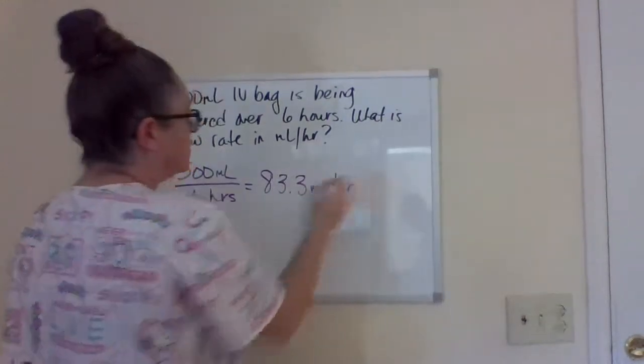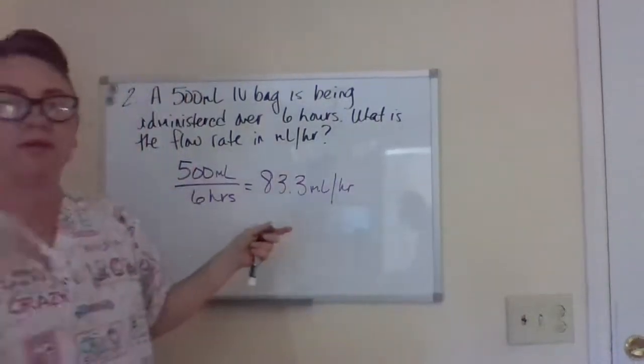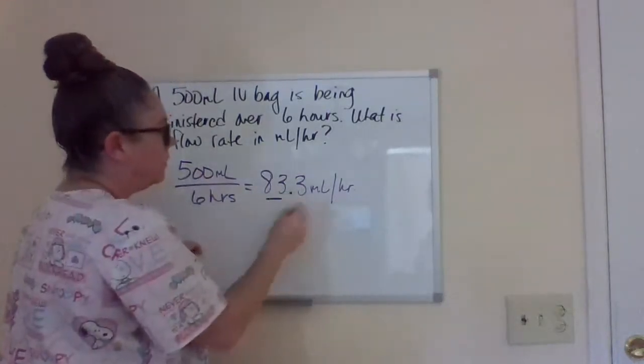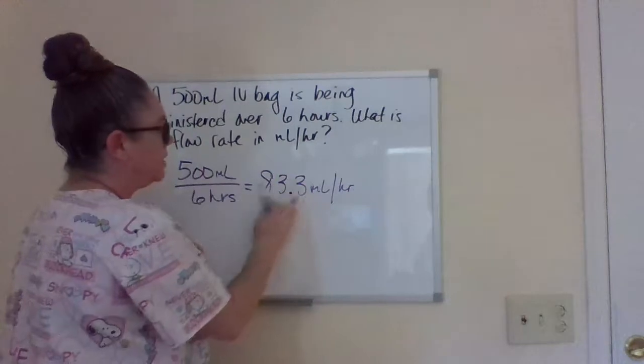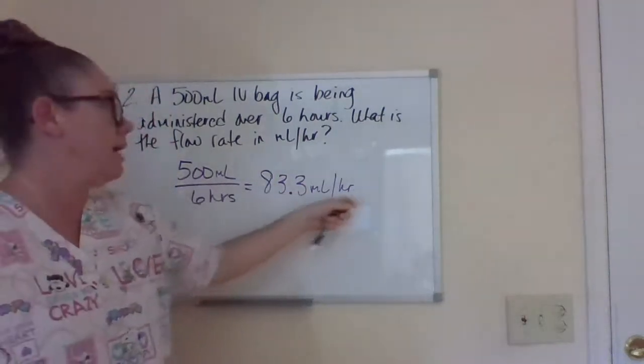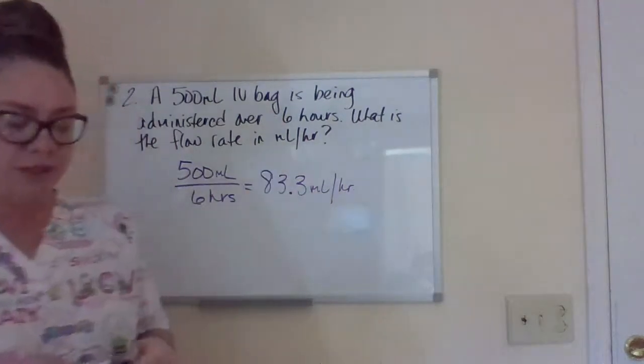per hour. It's really important, especially as you have your quiz coming up, that you do not round it to the nearest whole number. You want to round to the nearest tenths place, okay? And all of your answers are going to be written as mL per hour for these particular problems.